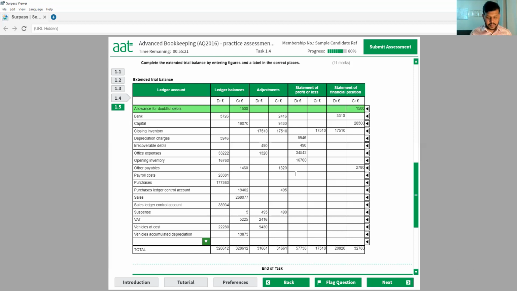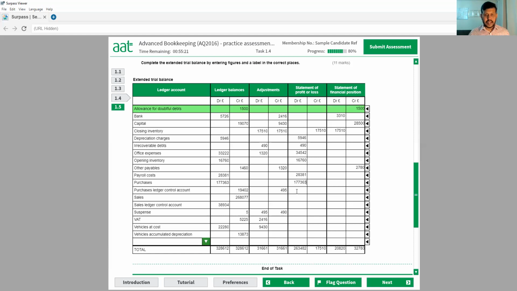Then payroll cost, remember that payroll cost is our expense. That is 28,381. This is our payroll cost. Purchase is also an expense. 177,363.